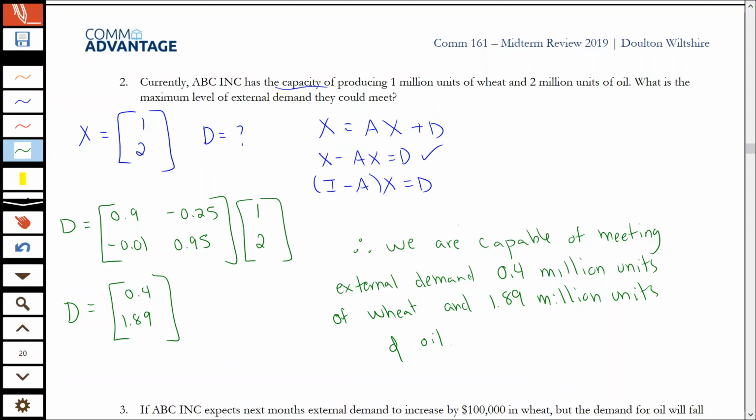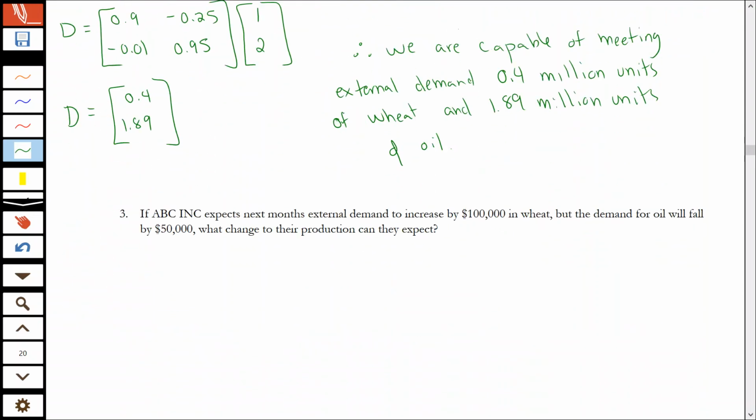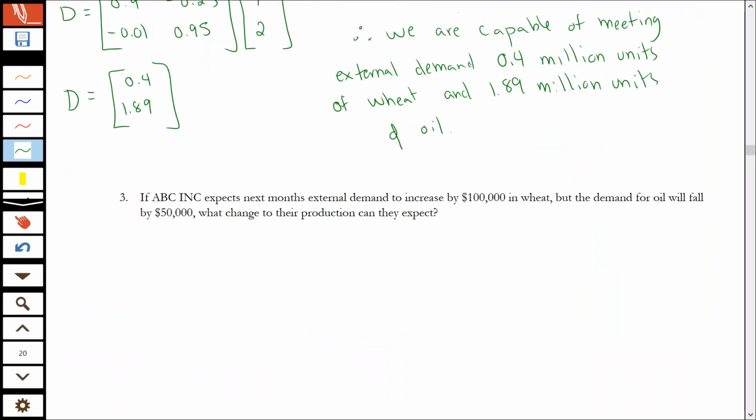So typically they're going to ask us a few different input-output things. Typically one of them is going to be they give us demand, they ask for production. They give us production, they ask us for demand, or they could ask us for the change. So question 3 here says, if they expect next month's external demand to increase by $100,000 in wheat, but demand for oil will fall by 50,000, what's the change in the production that they can expect?